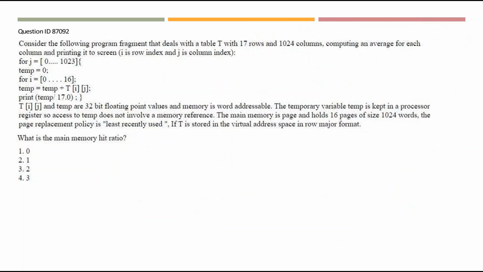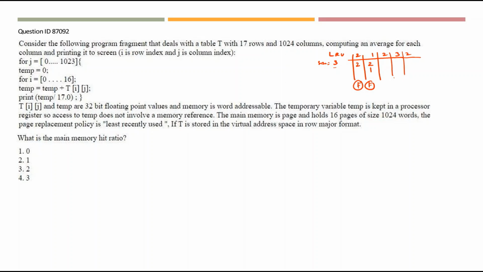Next question, what is the main memory hit ratio? First, let's understand what a hit ratio is. Now let's take least recently used. Let me take a frame size of 3. Let's take the reference string 2, 1, 2, 3, 2. First I am placing 2, so this is a page fault. Then I am referring 1, so this is a page fault.